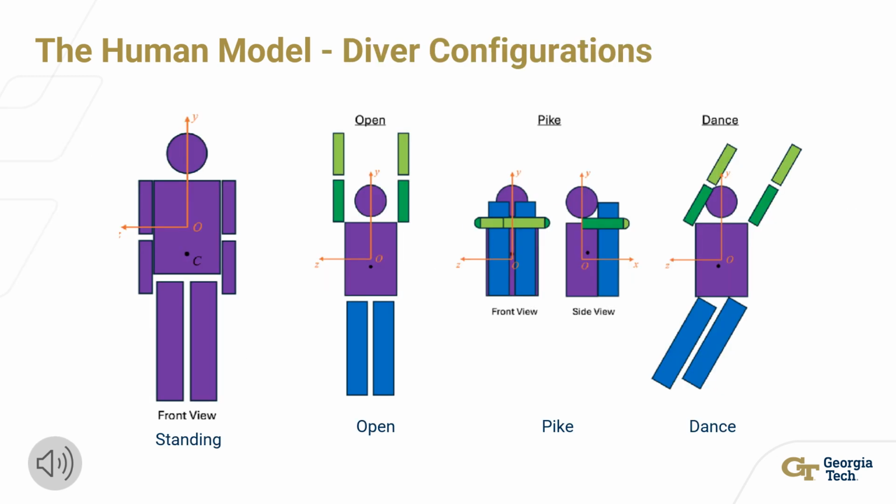We used 4 different configurations for our human model, the first being the standing configuration, which was used primarily to compute the original center of mass. Then we have our open configuration, our pike configuration, and our dance configuration, which were used for the actual dive simulations and visualizations.